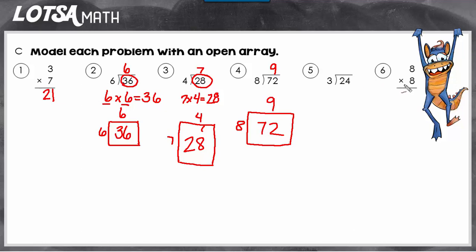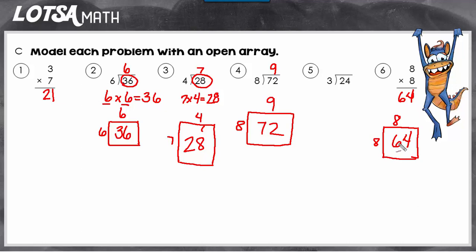We'll skip number 5 and go to number 6. Here we have 8 times 8. So this time we have a multiplication problem. Your product is going to be 64. So when you draw this, you want to make sure that both of your sides are exactly 8 so that when you close it up, it makes a perfect square. And inside of your open array, you're going to label it with your product, 64.